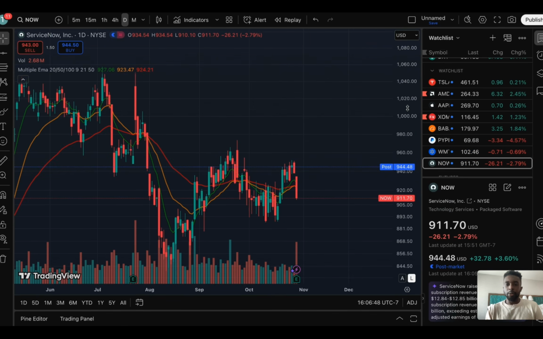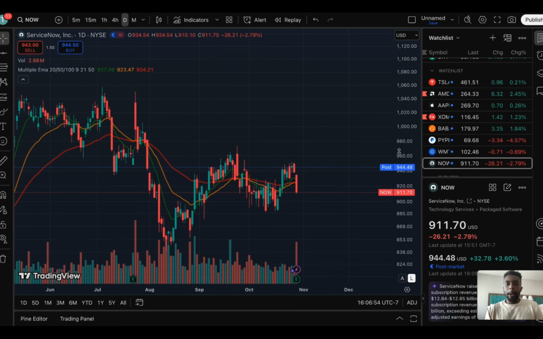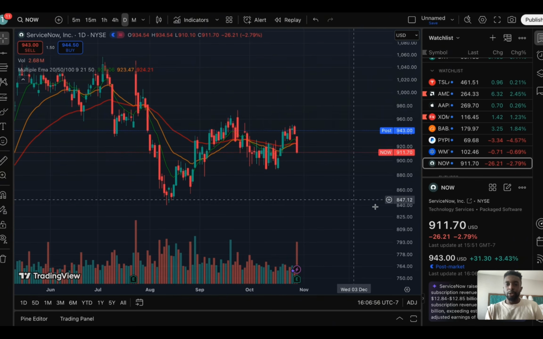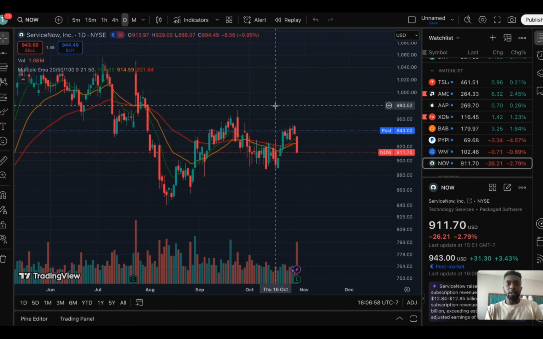Here we go, ServiceNow. They actually just had earnings. Yeah, they just had earnings, ironically, but we're just going to ignore that for now. It's actually up $31, but we're going to ignore that for now. So, support and resistance, right?